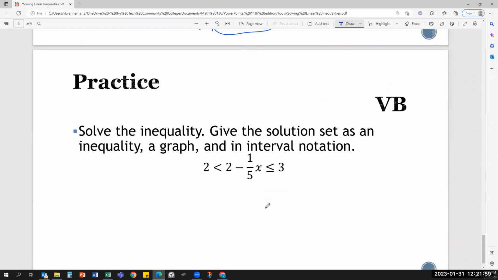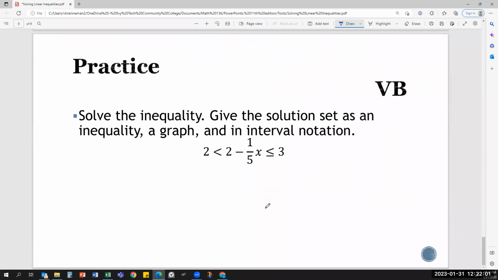All right, and one more example. 2 is less than 2 minus 1/5 x is less than or equal to 3. So I'm going to subtract 2 from all 3 parts of this. I get 0 is less than -1/5 x is less than or equal to 1. And now I'm going to multiply everything by -5, because that's going to get rid of the -1/5. And because I'm multiplying everything by a negative number, I have to switch the direction of the inequalities.